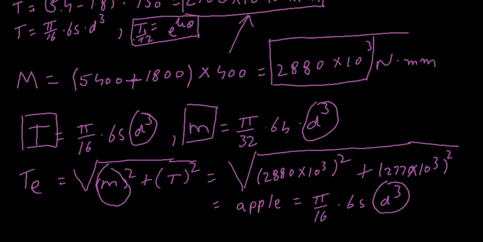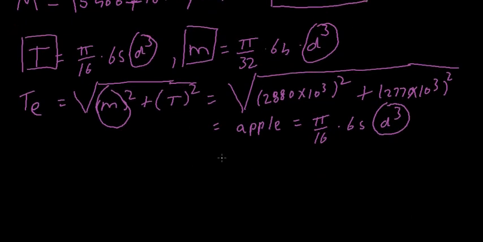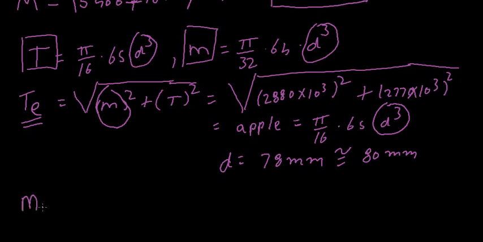So from this equation हमको एक d की value मिलेगी, and that value in our case is 78 millimeters. So this is equal to, let's say, 80 mm. Okay, no problem. Now, as there's a term which is called as equivalent torque, there is also a term which is called as equivalent moment.